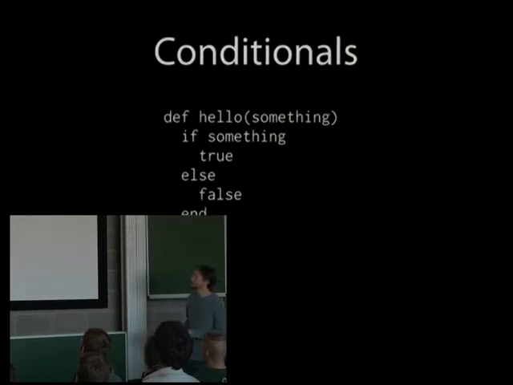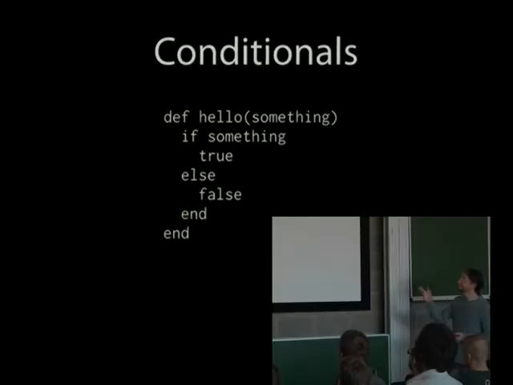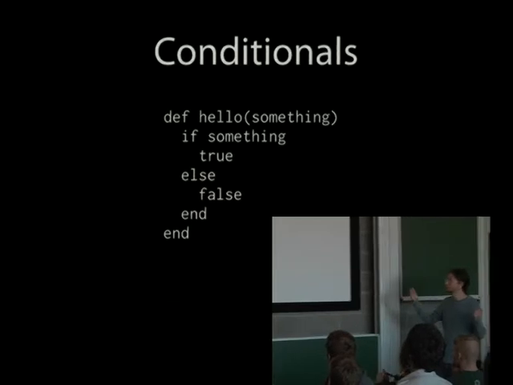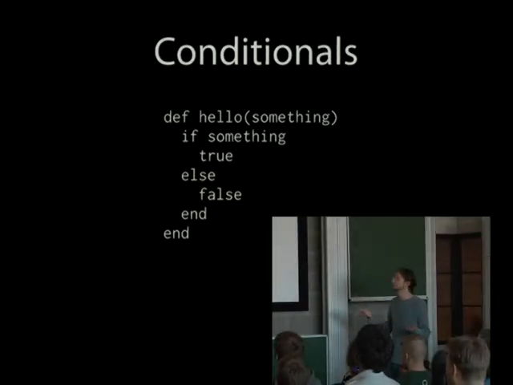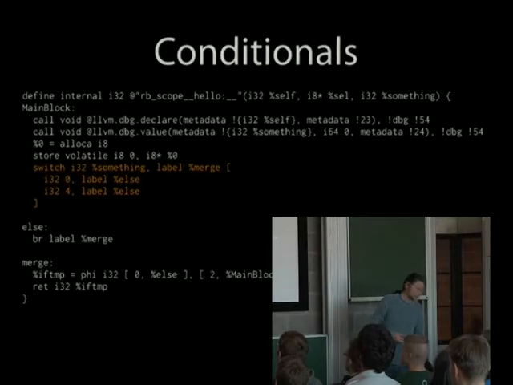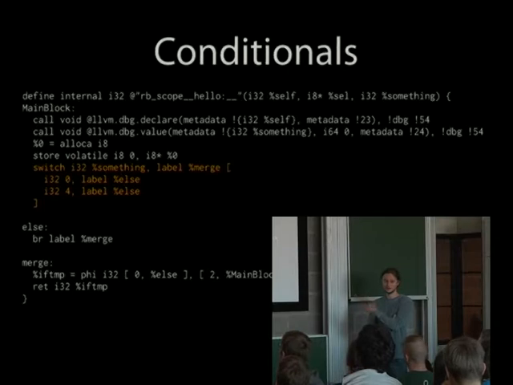So something very basic again, a conditional. We define a method that accepts an argument, and if the argument is true, we return true, otherwise we return false. That's not very useful, but just to show you what code we generate here. So we still define our hello method here. And in Ruby, an object is false if it's the false immediate or if it's nil. If it's nil or false. Otherwise everything else is true.